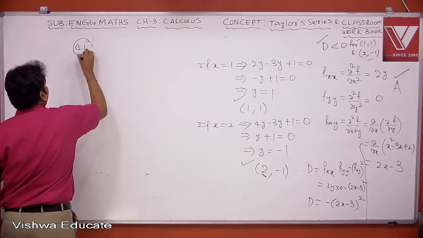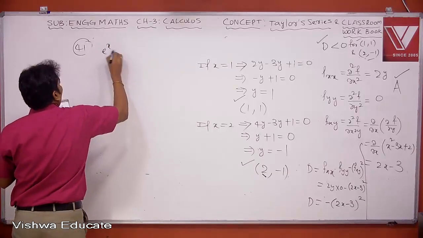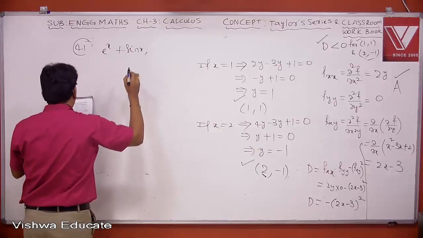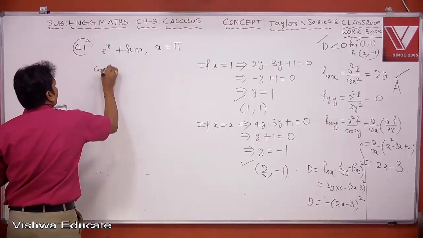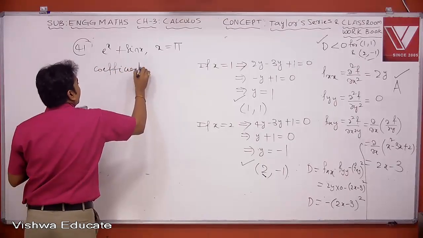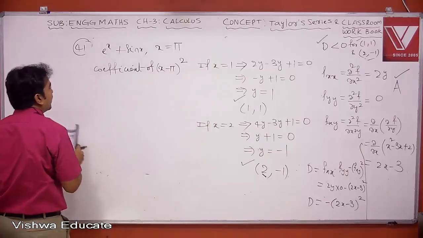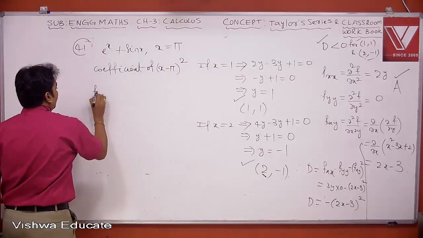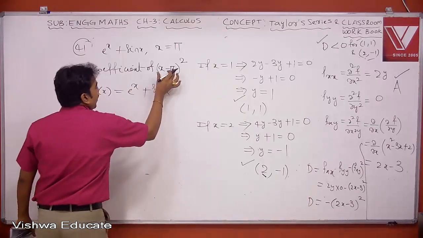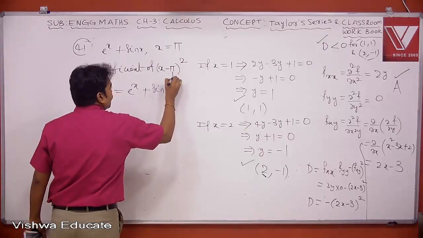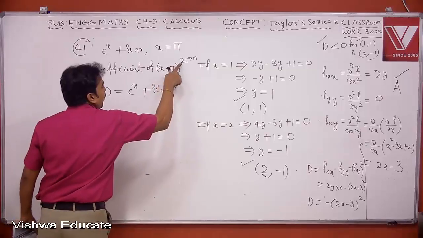Yes, question number 41. In the Taylor series expansion of e power x plus sin x about the point x equal to pi, what is the coefficient of (x minus pi) whole square? So this is my function: f of x equal to e power x plus sin x. They were asking the coefficient of this. Now it seems this is the a value and this is the n value. a is pi, and here the power is 2.